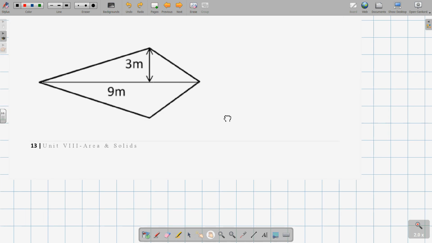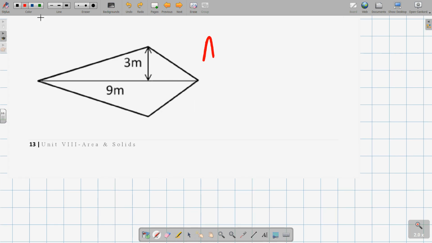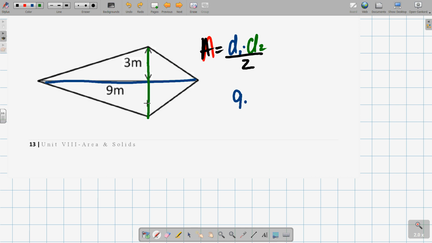Down here, this is a kite. A kite is area equals one diagonal times the other diagonal over 2. Super important that you actually trace this. Your one diagonal, when you trace it, is 9, times your other diagonal. Careful, that was not 3.